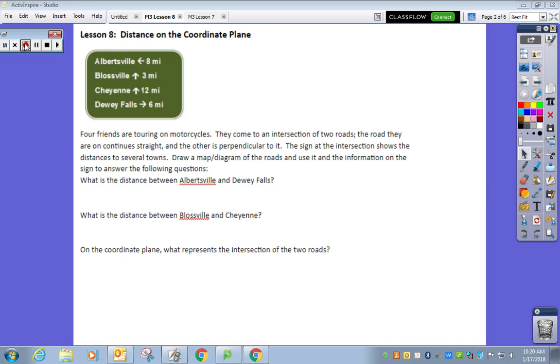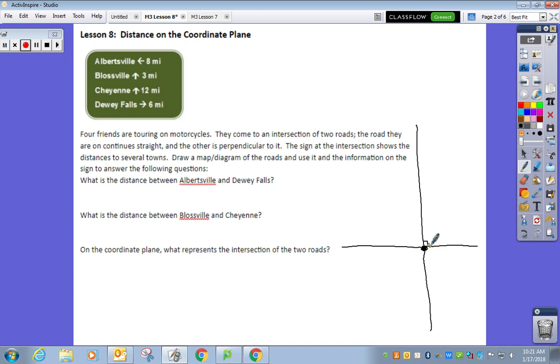So if I'm traveling with my friends and I come up to an intersection, it says that the road that I'm on continues straight and that there's a road perpendicular to it. And that just means that there's a road that forms right angles, so right here are the right angles, with the road that I'm on.